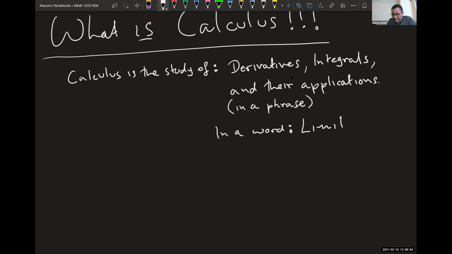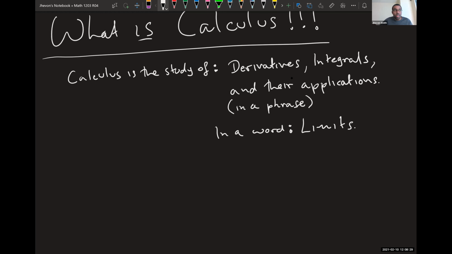Limits would be the answer, right? So we already mentioned limits, but calculus is all about limits. That's what it's about. It's just that the derivative is a special kind of limit. The integral is also a special kind of limit. So while calculus is about derivatives and integrals, these are both types of limits, right? So calculus ultimately is just the study of limits.